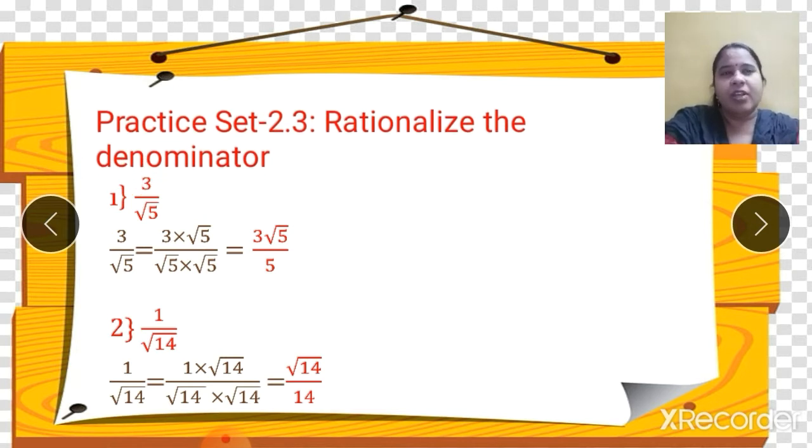Okay, well, let us start with practice set 2.3. Rationalize the denominator. Now here you just have to concentrate on the denominator and rationalize it. Rationalize means what? Multiply this denominator with such a number that I get a rational number in the denominator. This is the meaning of the words rationalize the denominator.